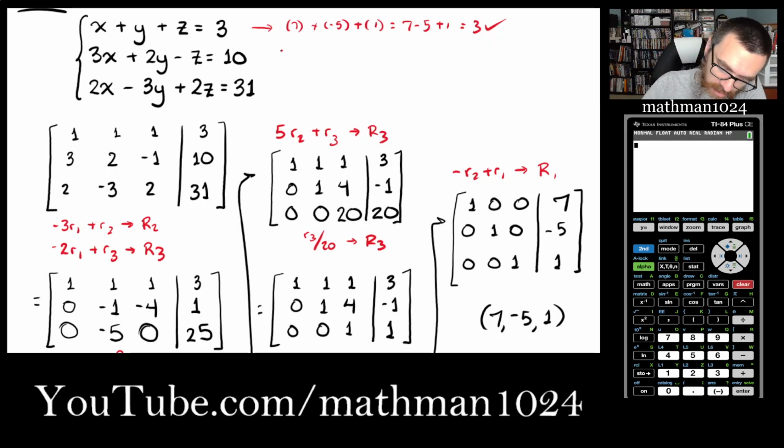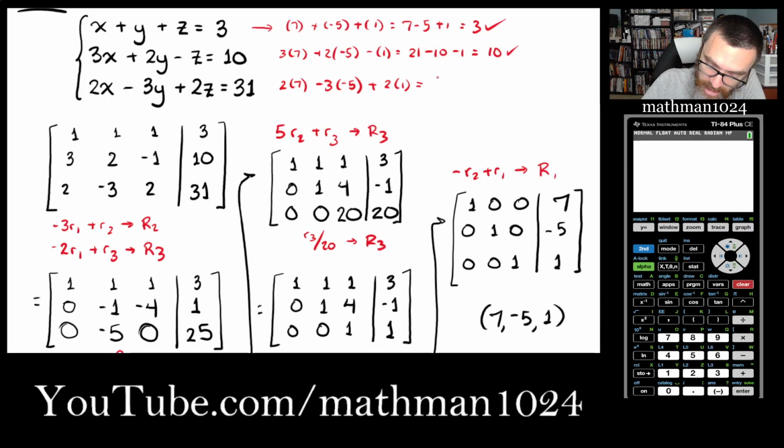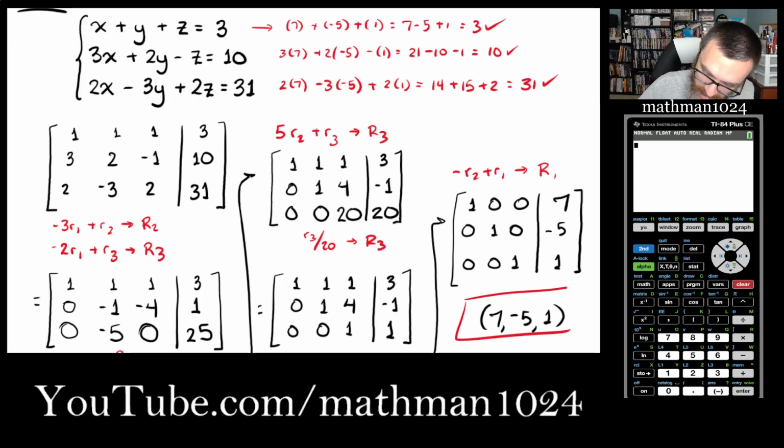Okay. Here, I've got 3 times 7 plus 2 times -5 minus 1. 21 minus 10 minus 1 is 10. Checks out. And then finally, 2 times 7 minus 3 times -5 plus 2 times 1. So 14 plus 15 plus 2 equals 31. So we know that this is our answer.